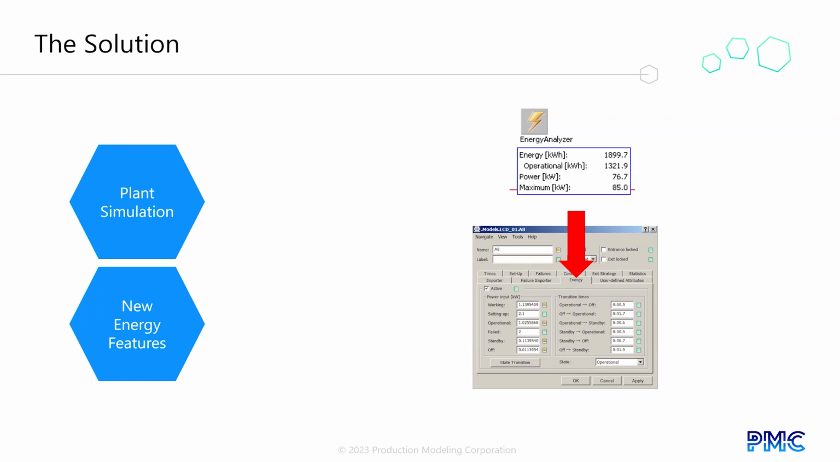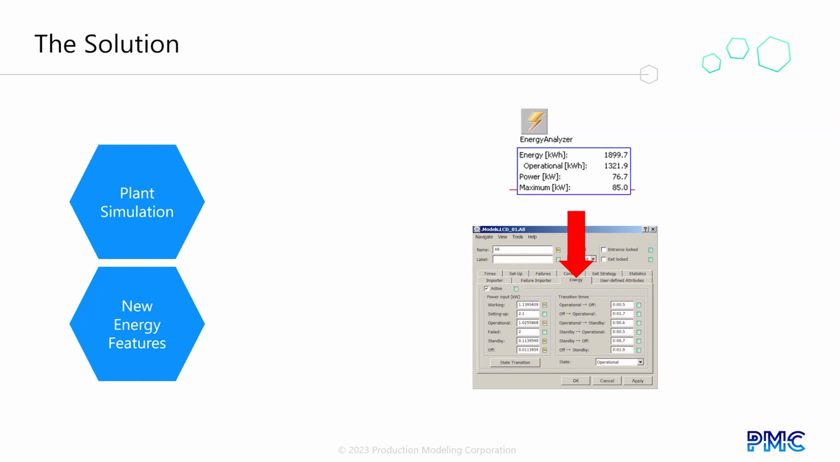Second, while Plant Simulation always provided a powerful engine to build, analyze, and optimize your processes, the new energy features that were added to Plant Sim recently now let you simulate energy consumption and analyze and optimize energy efficiency.